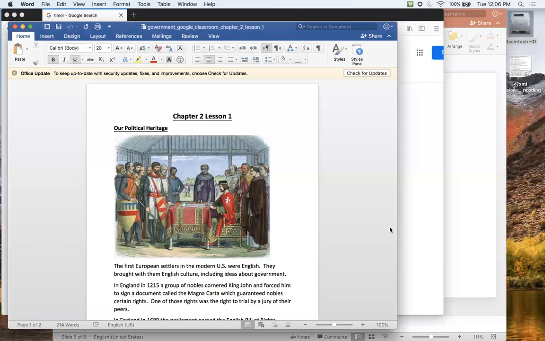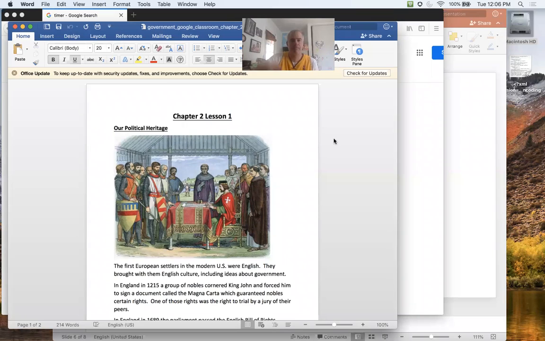Chapter 2, lesson 1, our political heritage. We know that England was the country that established the colonies that would eventually turn into the United States. That's why we speak English. That's why so much of our culture comes from England, because the people who founded this country, the founding fathers, as they're sometimes referenced, were Englishmen.